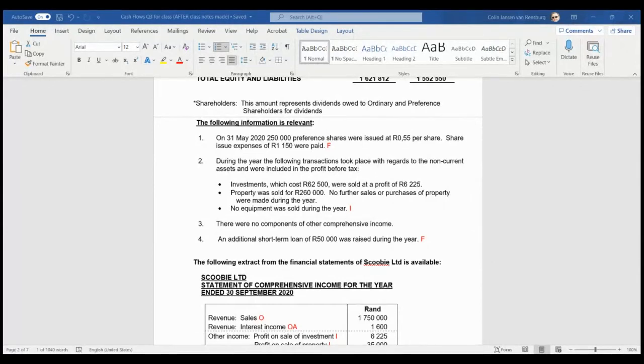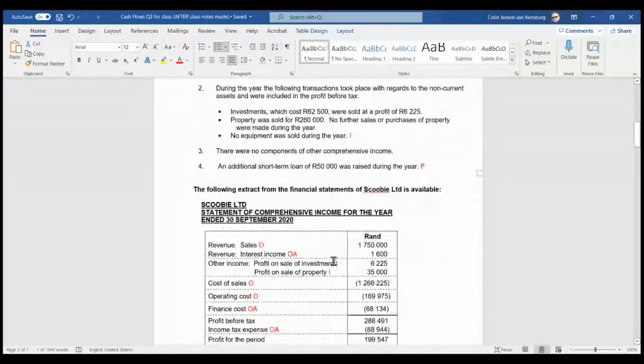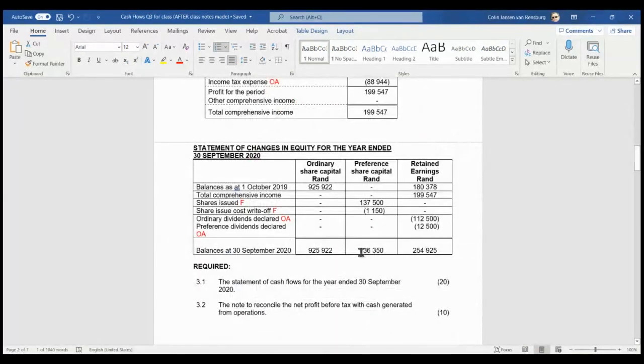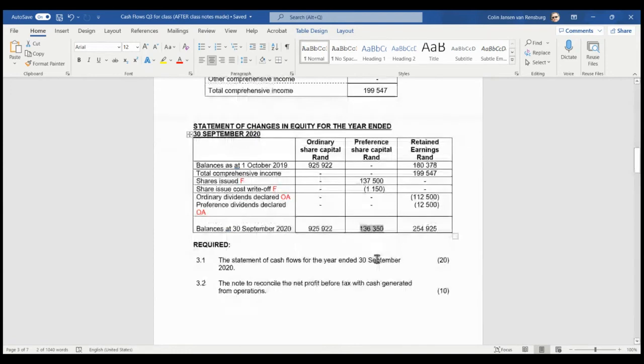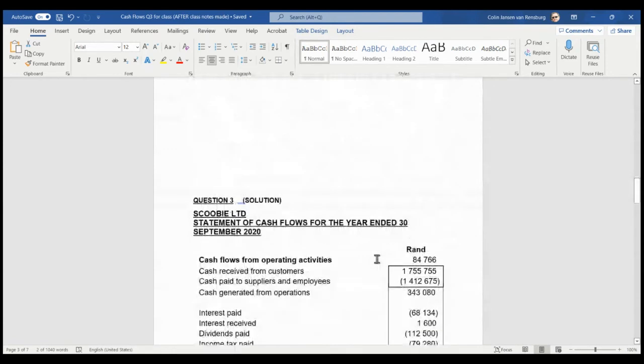We didn't deduct it as a cost. We wrote it off here in our statement of changes in equity by netting it off, writing it off against the capital value of that issue, right? So therefore, we are only going to disclose the net amount in our statement of cash flows. So if we again just scroll down to our statement of changes in equity, the net inflow of cash from the issue of preference shares would have been 136,500. So now we can go down to our statement of cash flows.